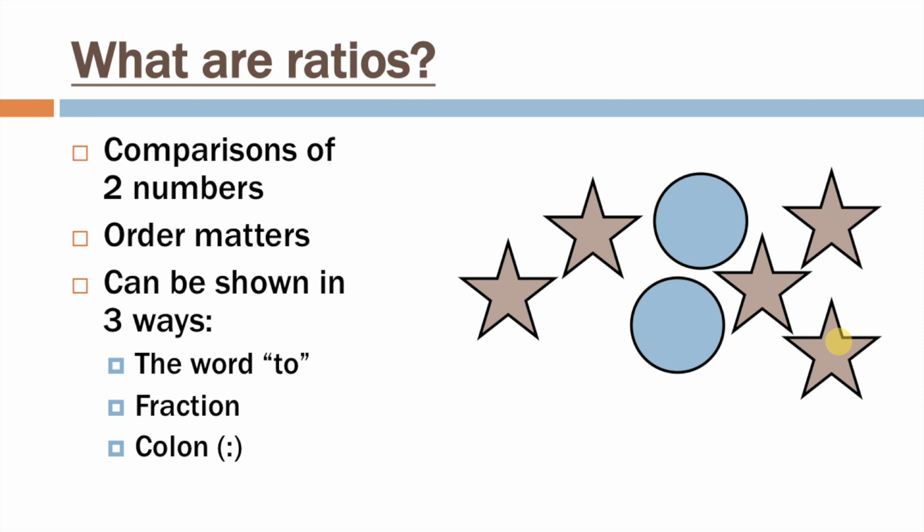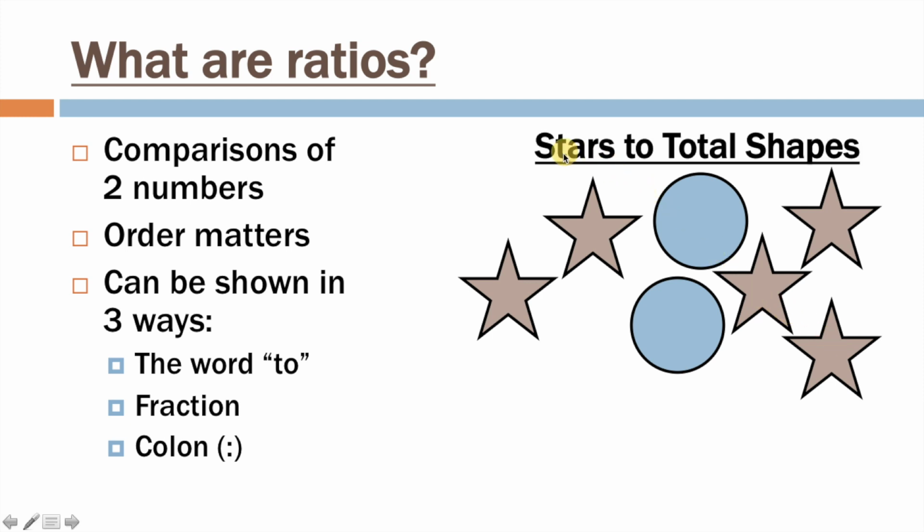How about this one? This one's really tricky. What if I'm asking for the ratio of stars to total shapes? What do we think? It's not like we can separate them into two separate groups because we're addressing the total shapes. Well, let's look at one thing at a time.